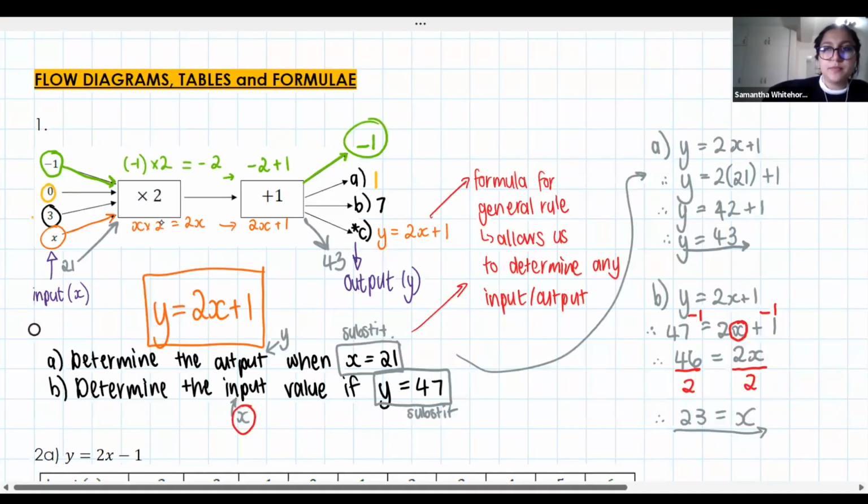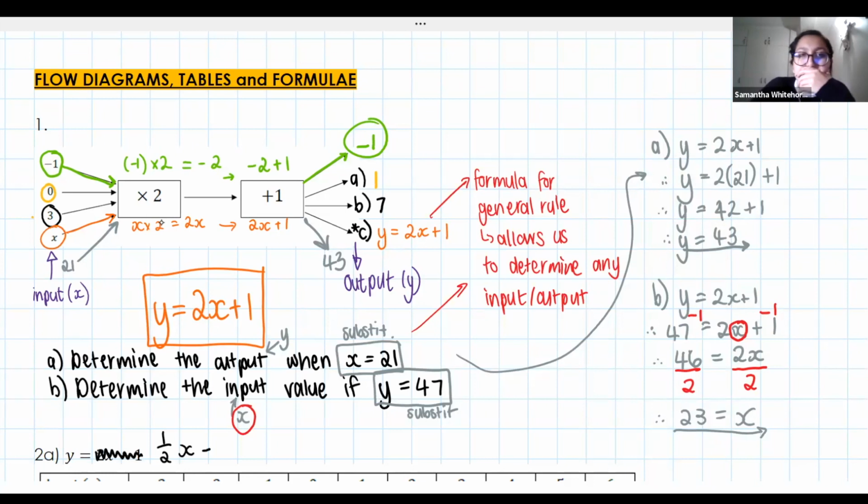Okay, Watobe. Ma'am, what if there was one value missing? How do we find the rule? What do you mean one value missing? For example, if times 2 wasn't there, but there was one at the other side. So if I didn't give you that situation over there. Yes, ma'am. Well, then your rule would just be +1.